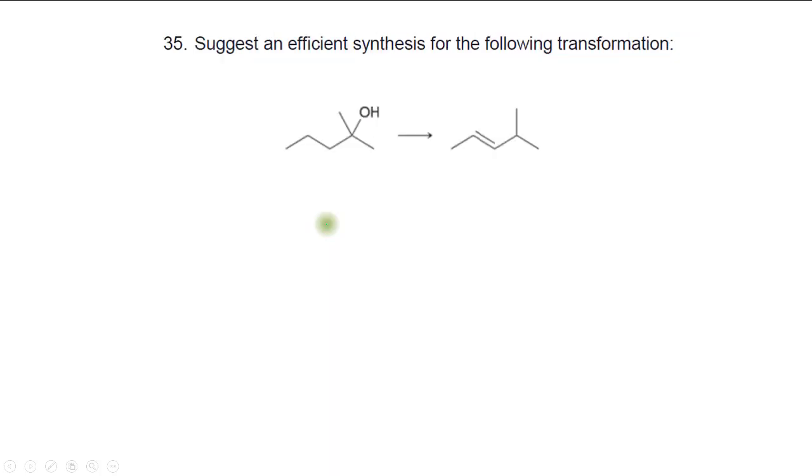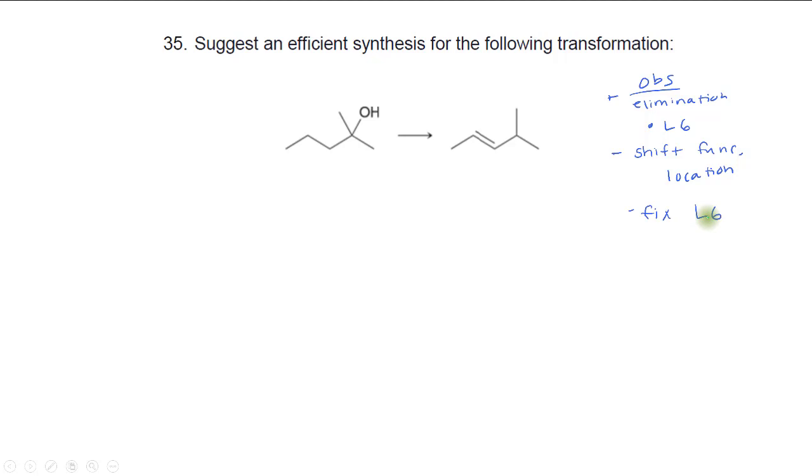Right here, we're looking for a synthesis of this compound. So a couple of things to observe here. We're doing an elimination, so we need to have a leaving group. We also need to shift our functional group location. Before it was at the tertiary center and now it has shifted over. And another thing we need to do is to fix our leaving group because OH is a bad leaving group.